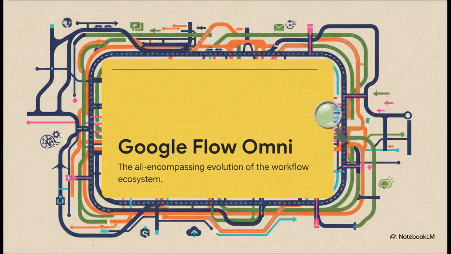And then we step up to Google Flow Omni. Omni is the all-encompassing, overarching evolution of that workflow ecosystem. If Google Flow is your standard, reliable highway, Omni is the entire interconnected transportation grid, right? So instead of just moving a piece of data from point A to point B, Omni actually lets you pull data from a CRM, analyze it across your Google Sheets, and then automatically generate a dynamic visual presentation in Docs. It's a premium upgrade built for complex, multi-tool integrations.